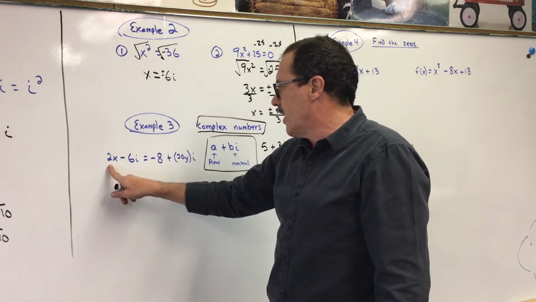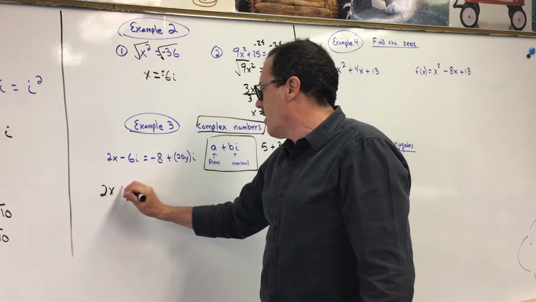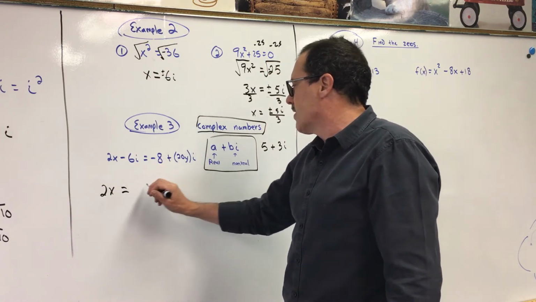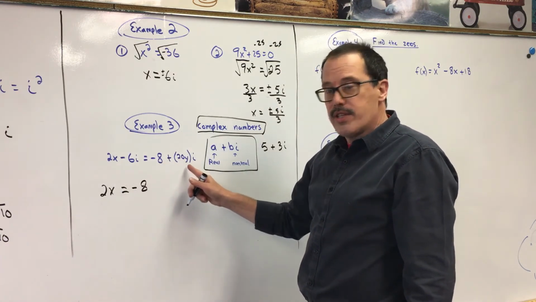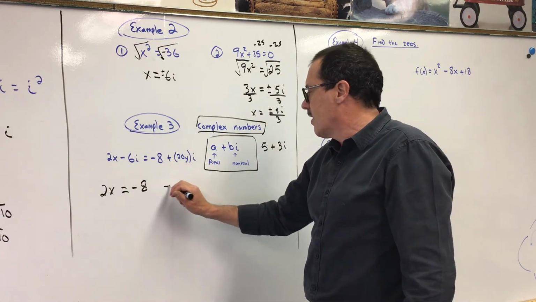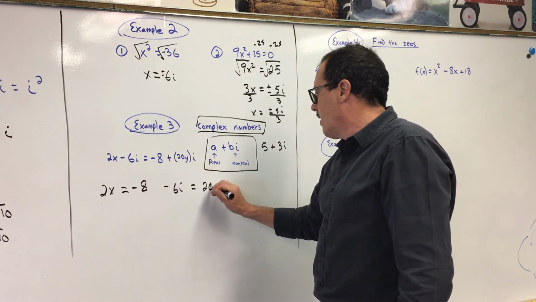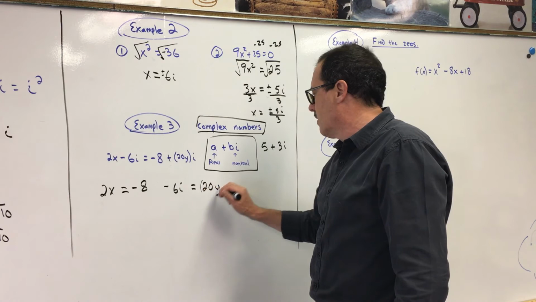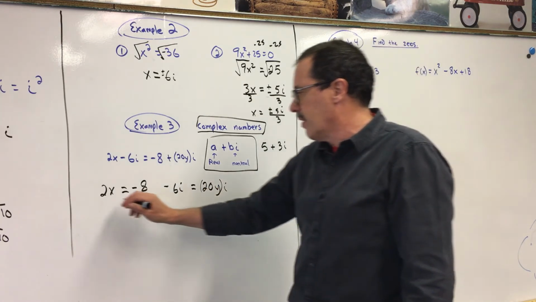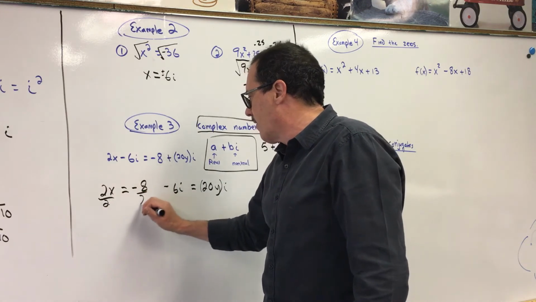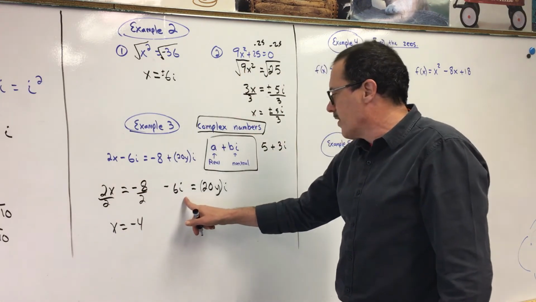Okay, now they have you solve the equation like this. What you do is you take your two real parts, you take your 2x and equals, and then the real part over here is negative 8. And you do that equation, and then you take the one with the imaginary part, which is negative 6i, has to equal the 20y times i. And you have to solve both of them separately. So this one you divide by 2 and divide by 2. So you get x equals negative 4.